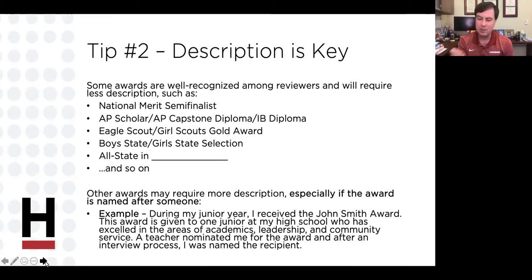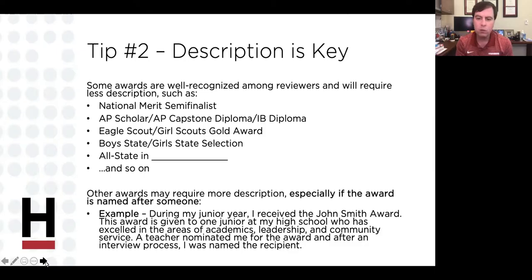The second tip, as I mentioned, is that description is key. Some awards are well recognized among reviewers and will require less description, such as National Merit Semifinalist, AP Scholar, AP Capstone, IB Diploma, Eagle Scout, Girl Scout Gold Award, Boys State, Girls State, All State, Governor's School. You don't need a lot of description for those. We know what those are.